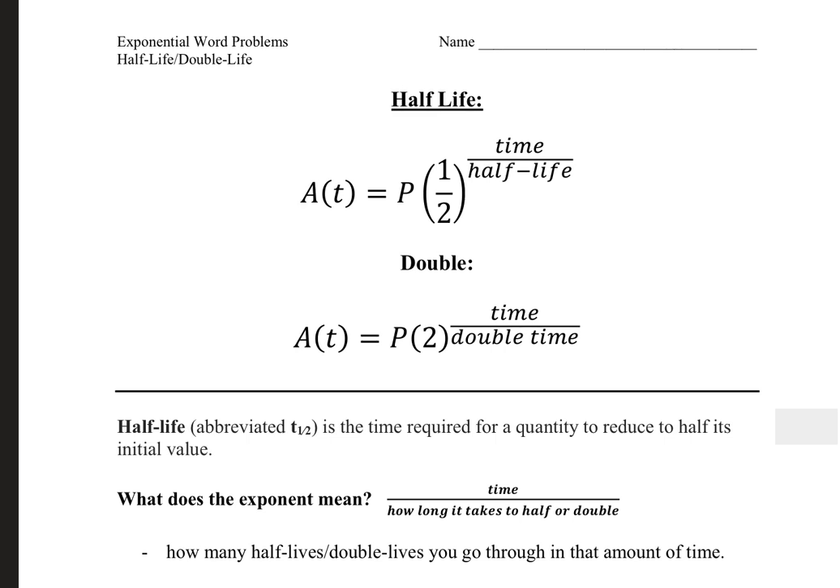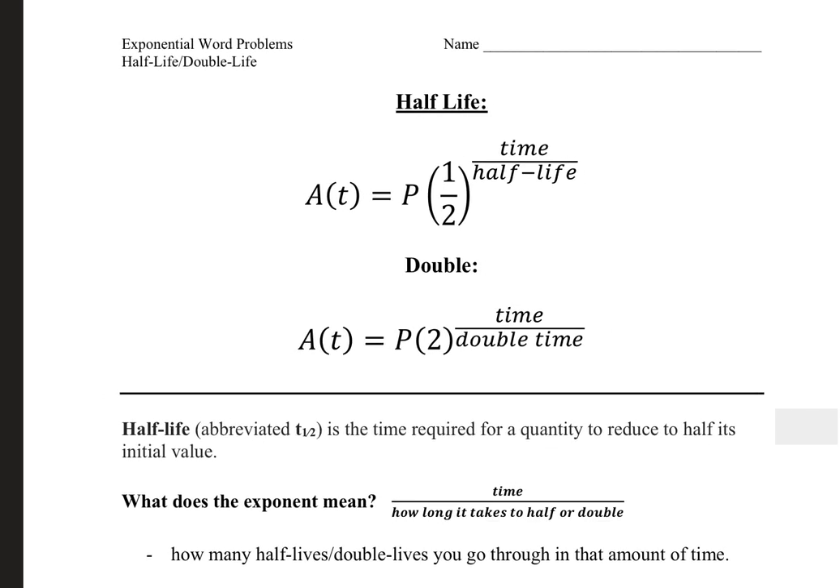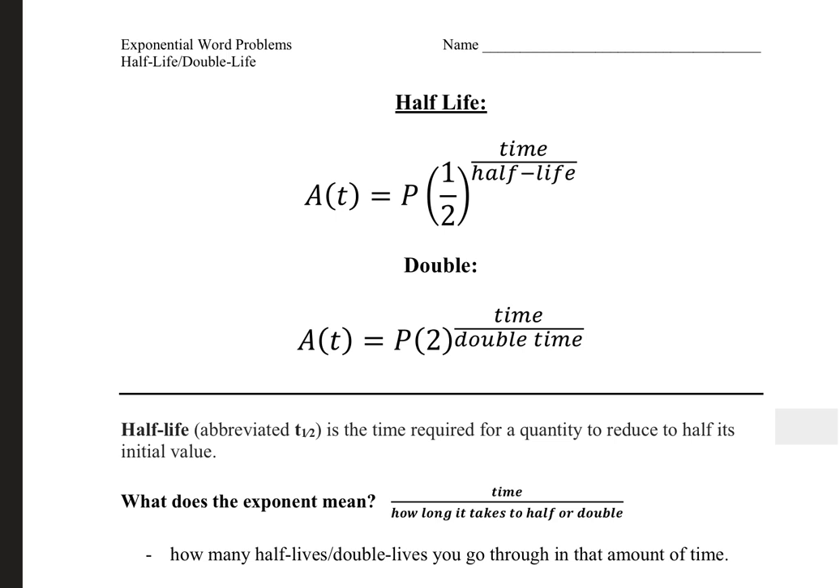Today we are talking about half-life and double time. You can even go to say triple time. Half-life is the amount of time required for a quantity to reduce its initial value by half, and that's why the half is here. And then double time is the amount of time it takes to double.